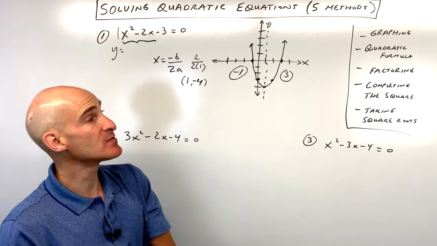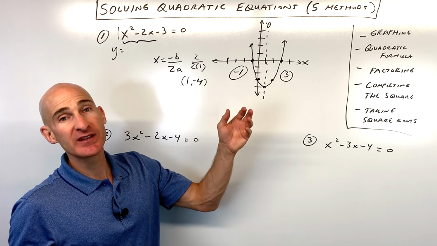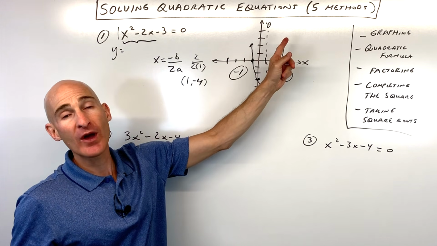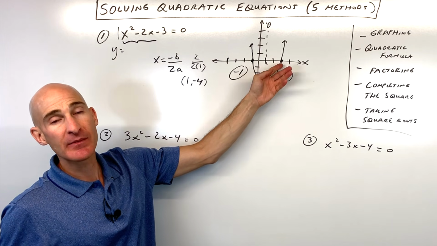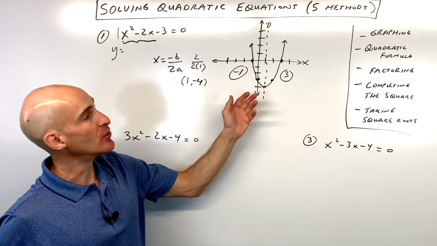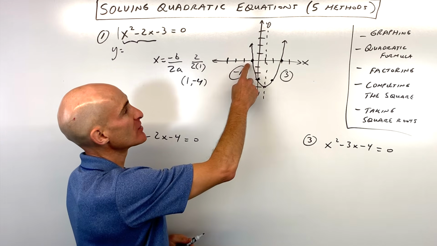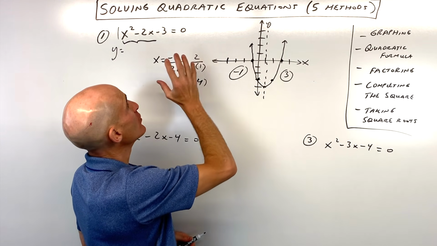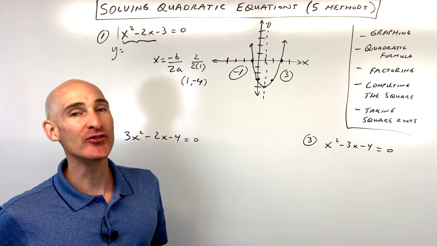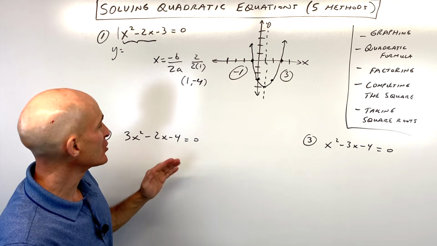So when would you want to use this method? The only time I would really use this method is if I had a graphing calculator available, or if they're giving you the graph already and you can just look at the x-intercepts. That's when I would use the graphing method. Usually this is not the best method because it takes a little bit more time, and it doesn't necessarily guarantee that when you are given a particular quadratic, it's going to cross at nice integer values. So that's why we're going to use these other techniques.